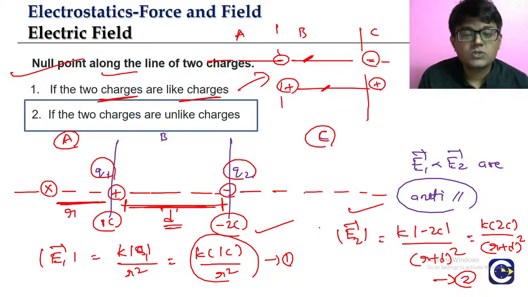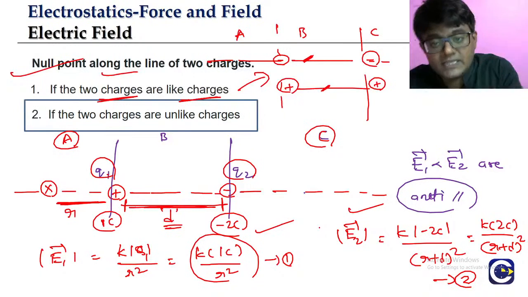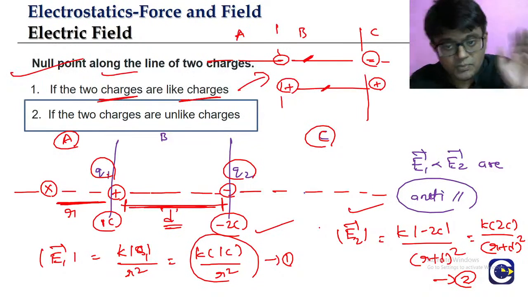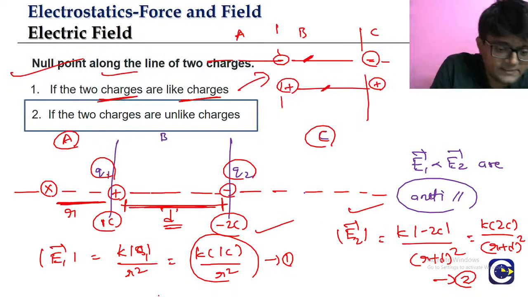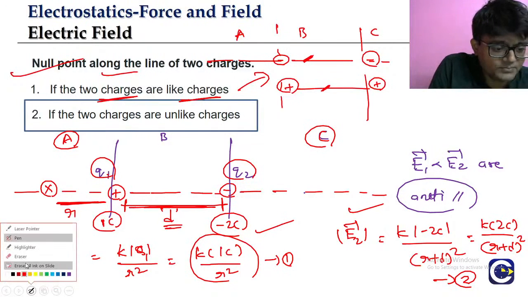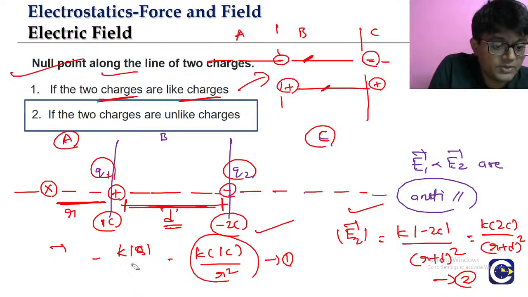Okay? So in the region A, we will have a chance of getting the null point. Just keep it as it is. Now we will go to the other side. After we discuss the other side, you will be able to understand exactly what I am talking about.